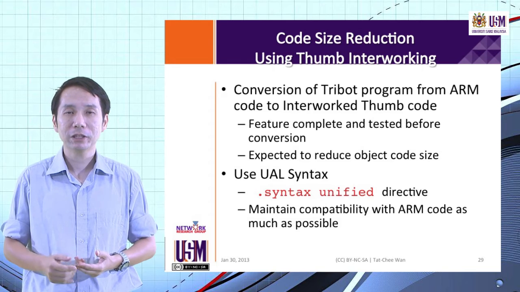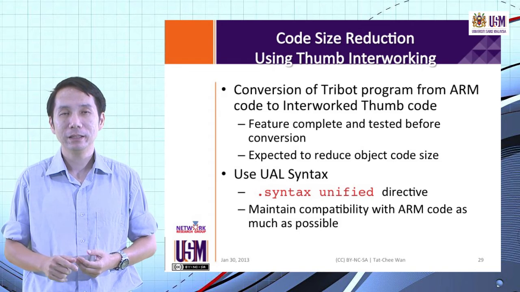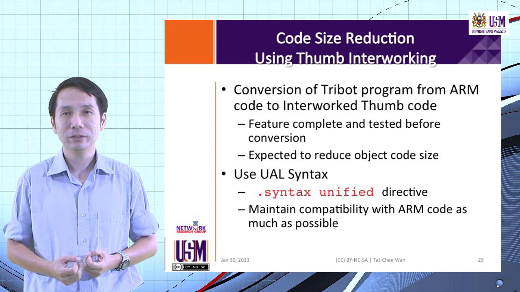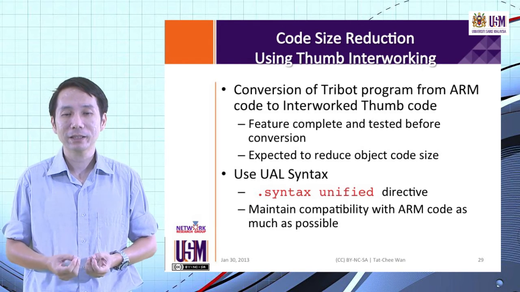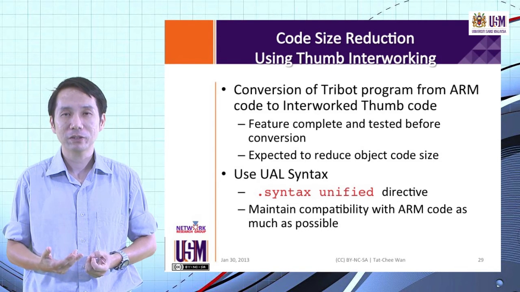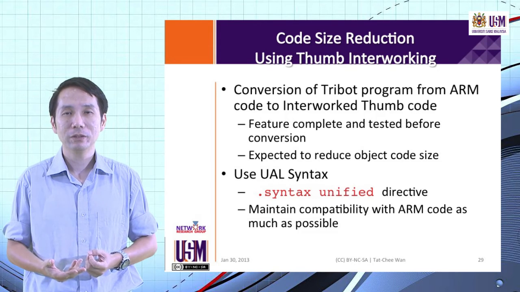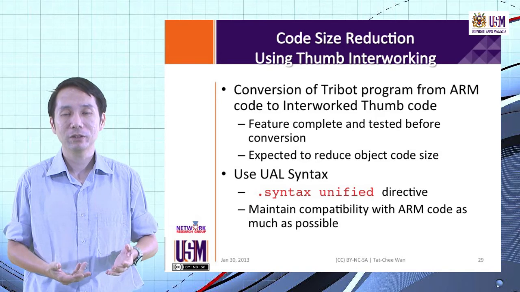Secondly, we shall use UAL syntax, since the UAL syntax allows us to keep most of the syntax similar to the ARM code version. To achieve this, we must declare .syntax unified at the beginning of the assembly source code file. And this allows us to maintain compatibility with ARM code as much as possible. So if we do not want the code to be generated as Thumb code, we still can use the same instruction most of the time.